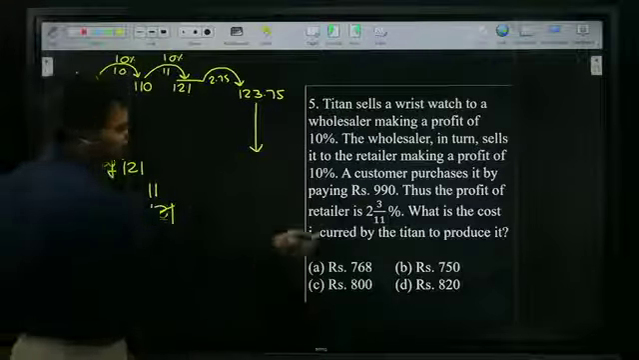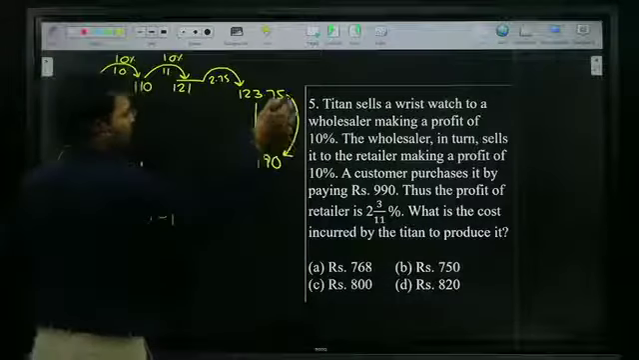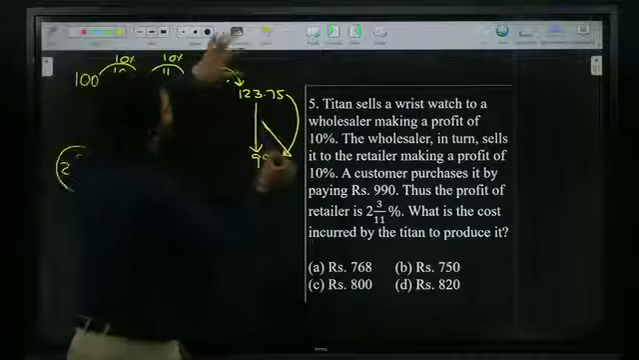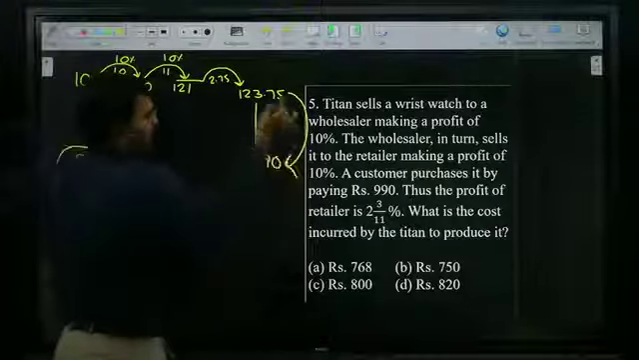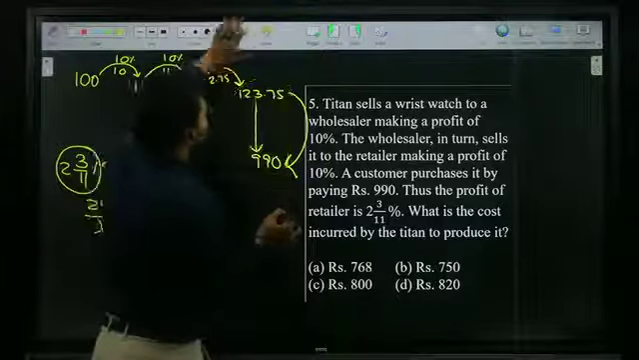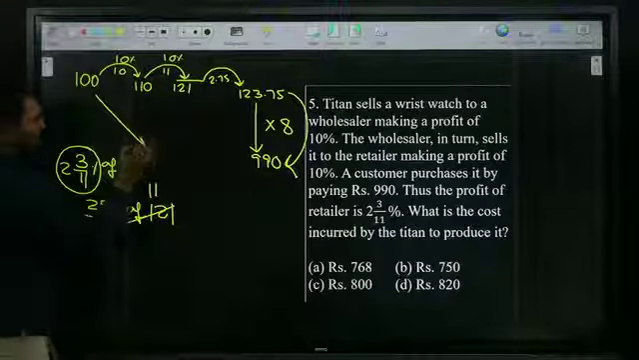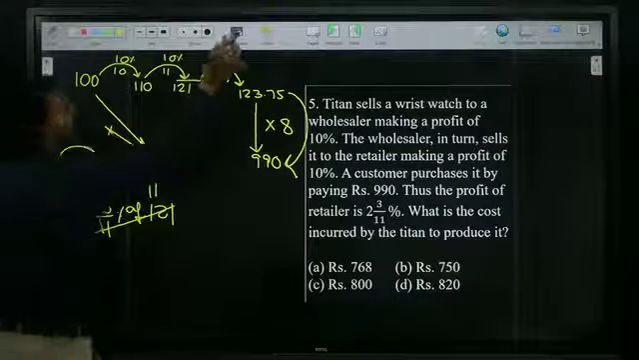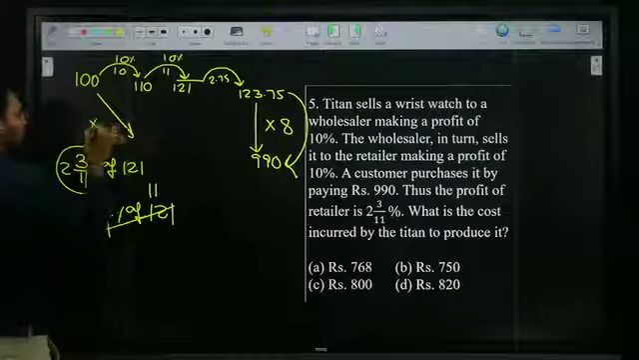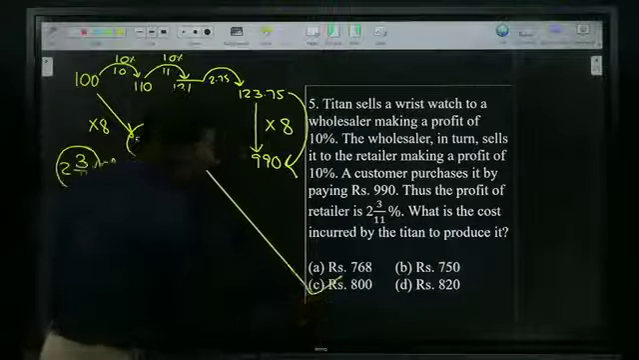But according to our problem, this is what? 990. This is approximately 125. This is approximately 1000. Therefore, exactly it goes 8 times. Therefore, 8 times of 100 is 800. So your answer is 800. Option C is the right answer.